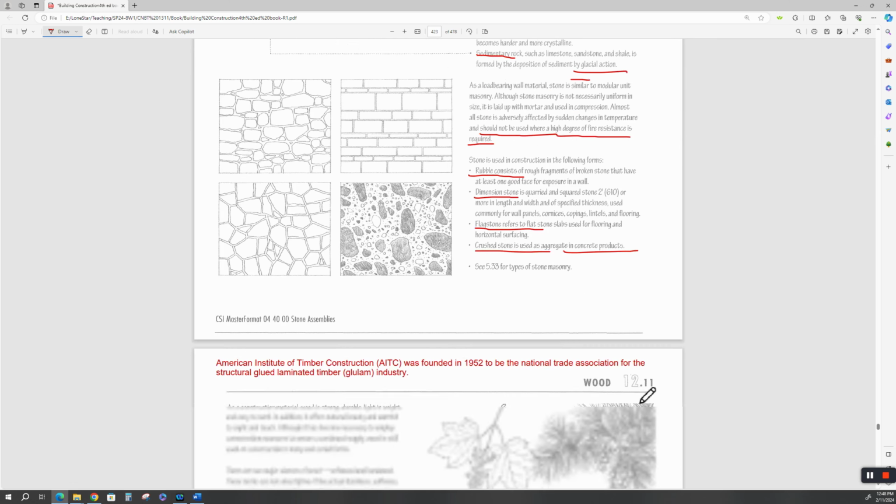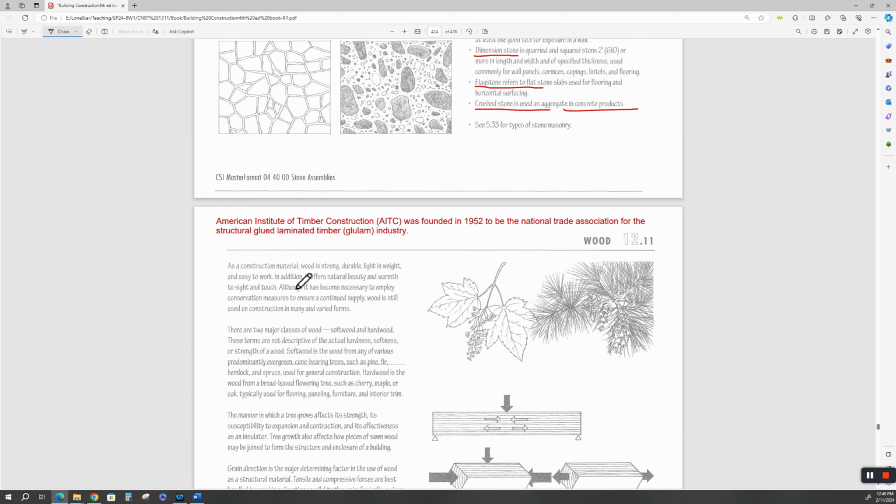All right, let's move on to wood. The American Institute of Timber Construction, AITC, was founded in 1952. It is the national trade association for the structural glued laminated timber, glulam, industry.